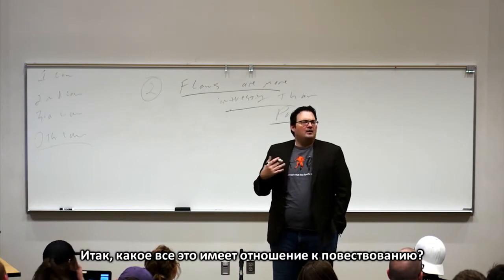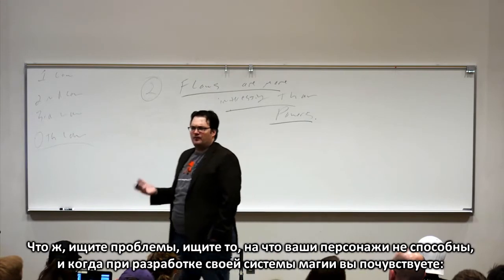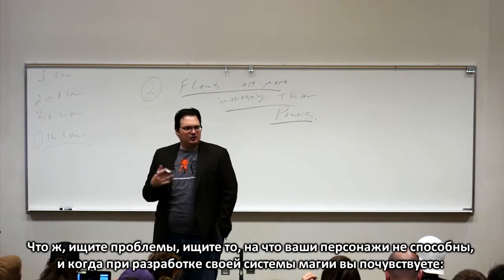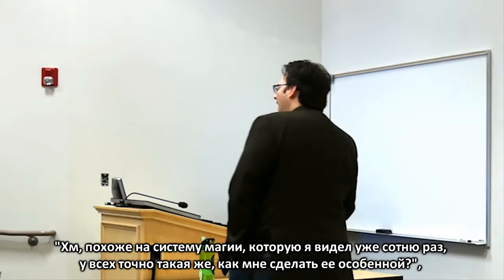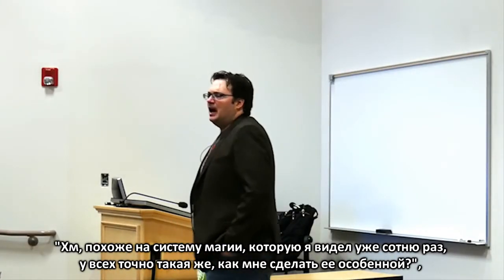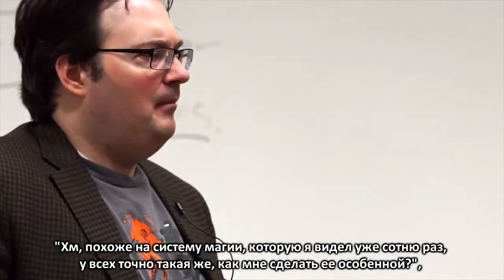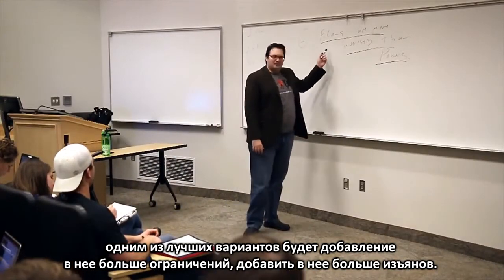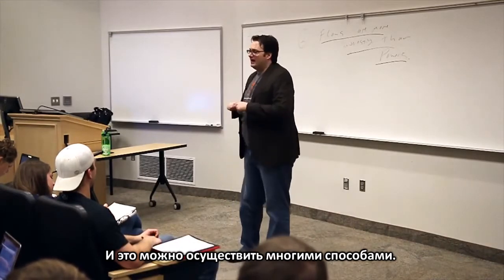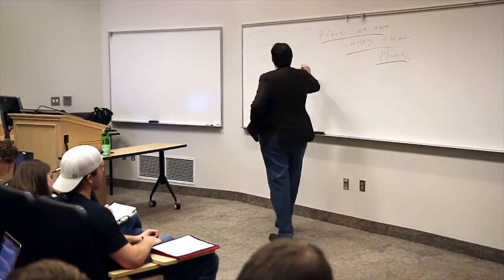Okay? So what does this have to do with storytelling? Well, be searching for the problems. Be searching for what your characters can't do. And when you're designing a magic system, if you're like, wow, this feels like a magic system that I've seen 100 times. Everybody does this. How can I make it my own? Well, one of the best ways is to make it more limited. Make it more flawed. Now, there are a lot of different ways you can do this. The one that Scott Card talked about a lot is cost.